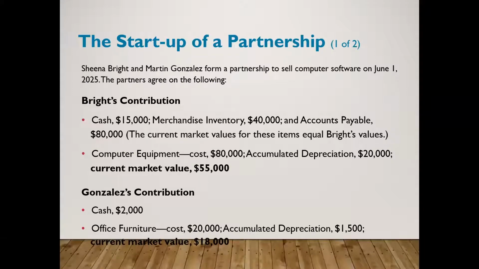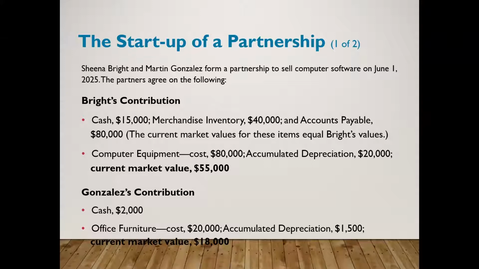When a partnership begins, partners may contribute both assets and liabilities. These contributions are journalized the same way as for a sole proprietorship. Debit the assets and credit the liabilities. The excess, assets minus liabilities, measures each partner's capital contribution.